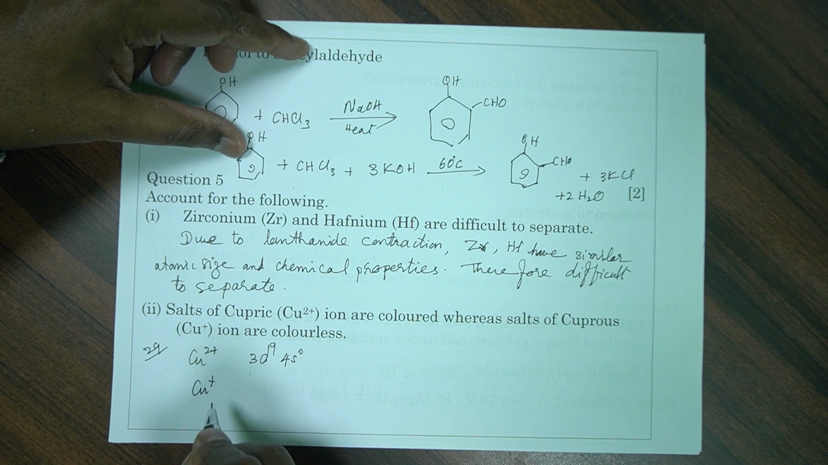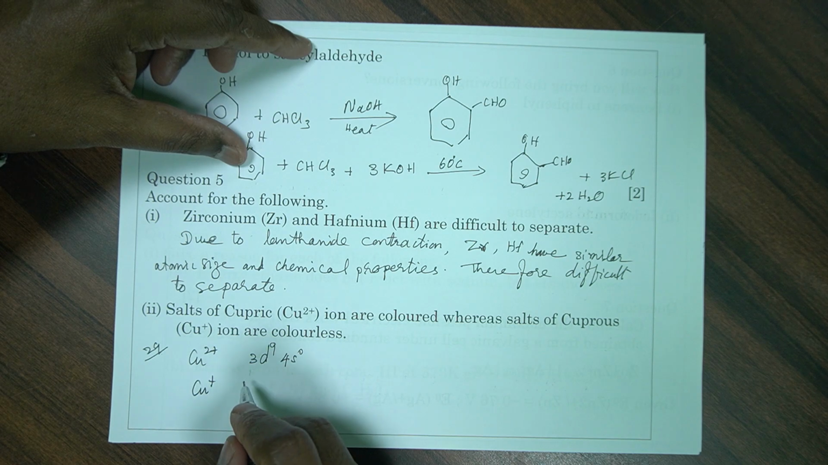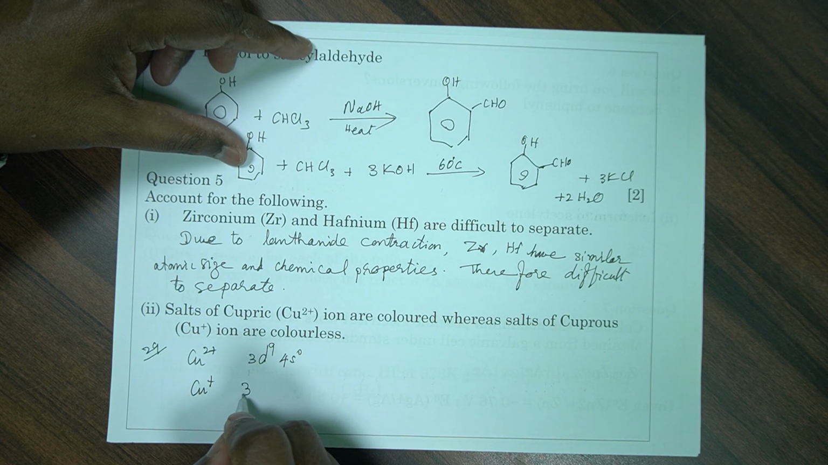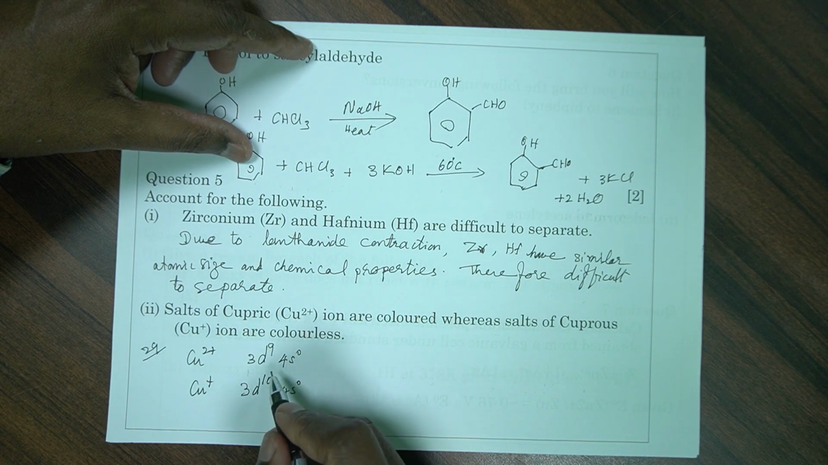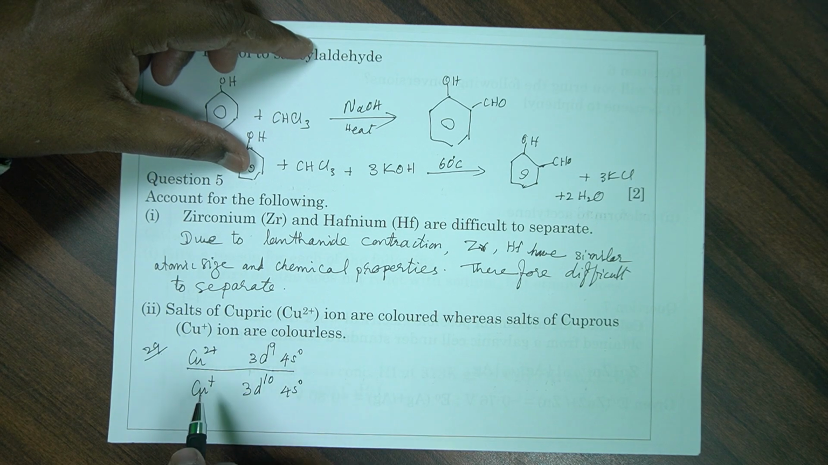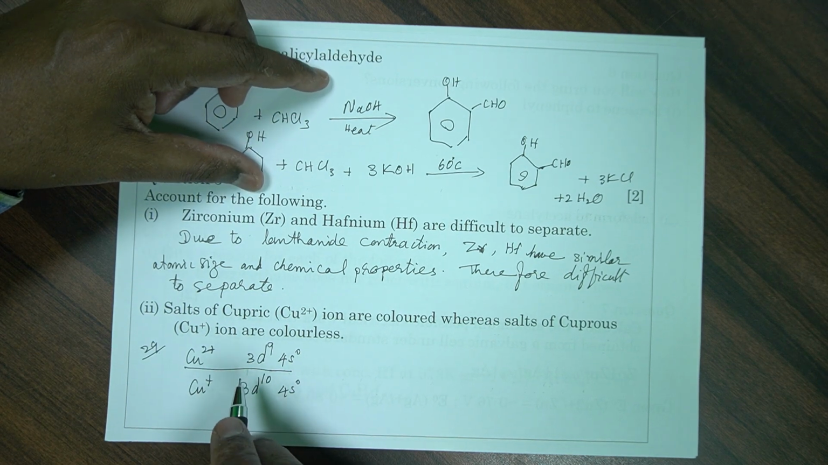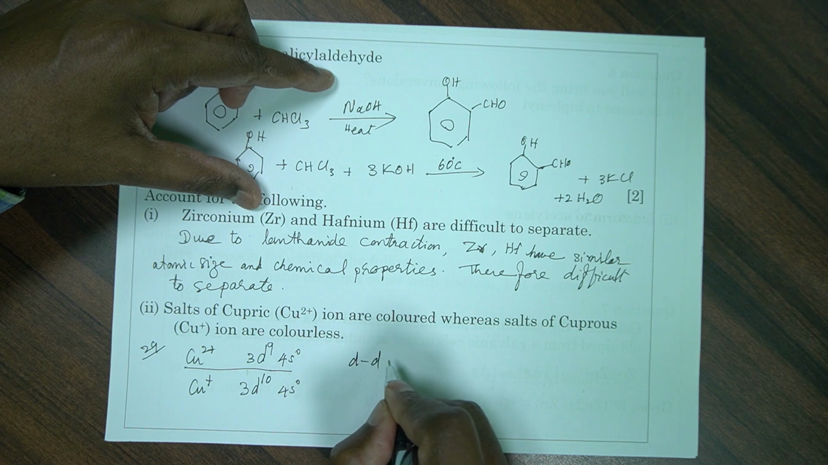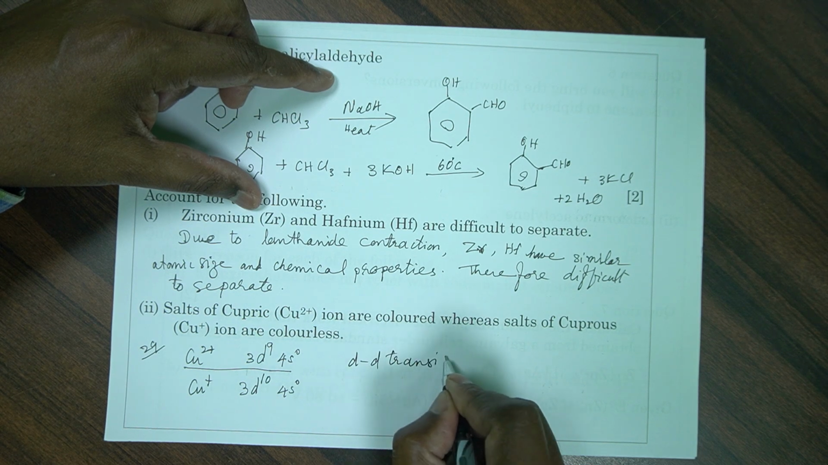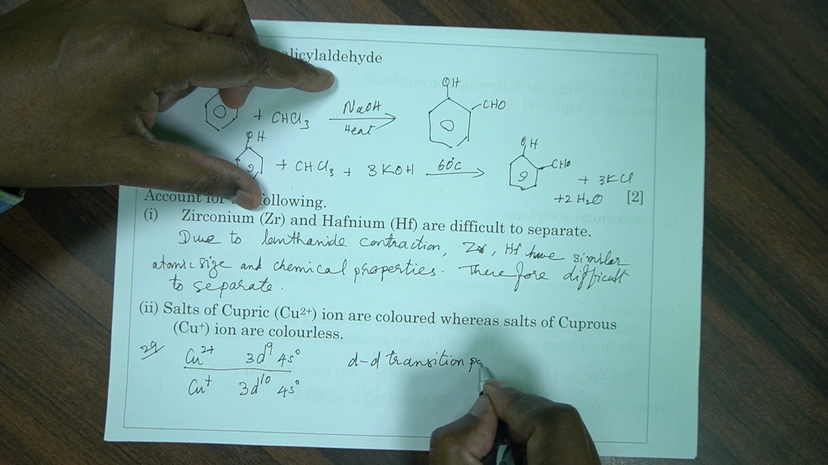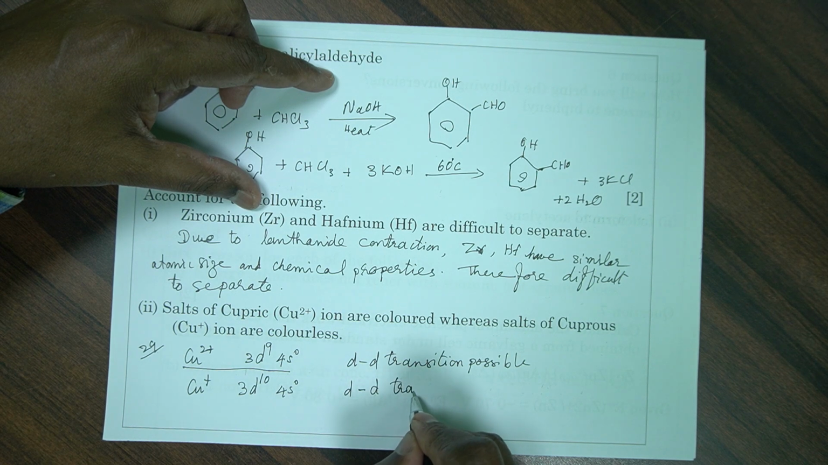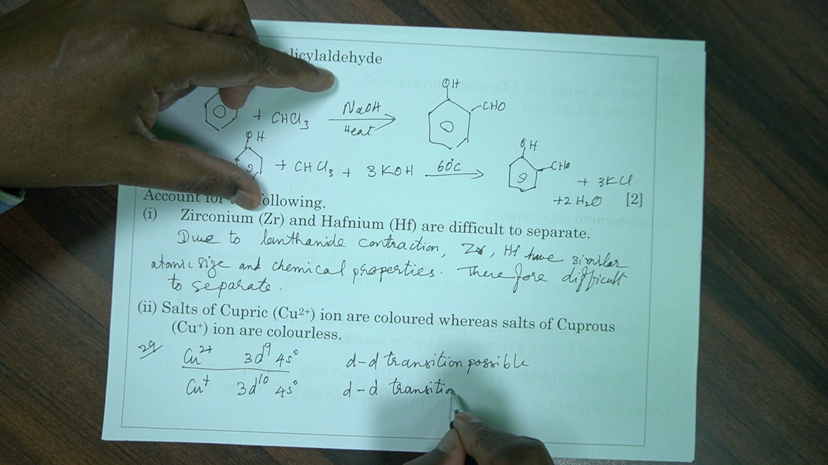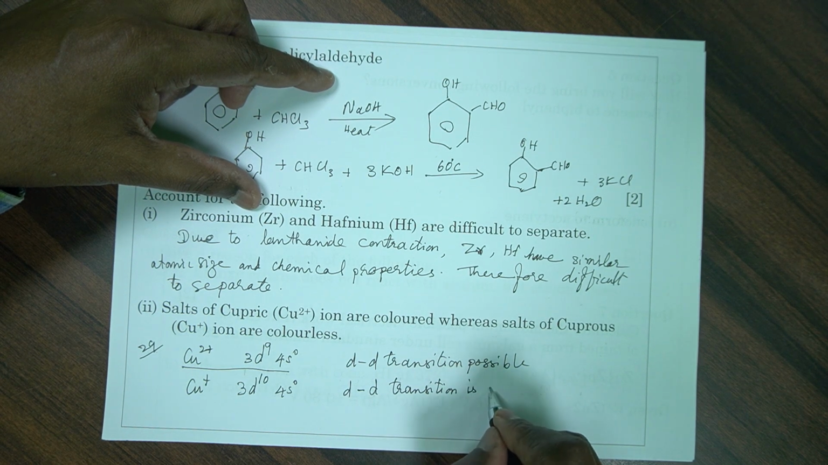Now Cu plus has the configuration 3d10 and 4s0. So here we can find in Cu2 plus, the d orbital is incomplete. So that means d-d transition is possible. And here the d orbital is complete. So d-d transition, electronic transition from one d orbital to another, is not possible.